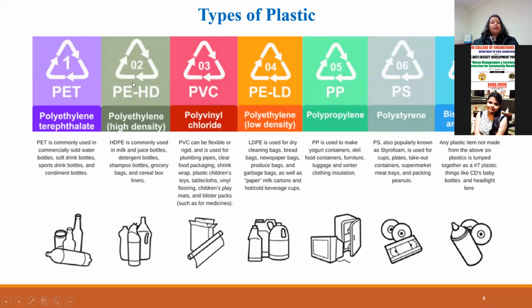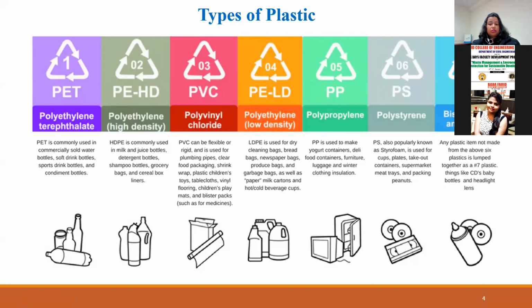Then you have high density polyethylene, which is HDPE, commonly used in milk and juice bottles, detergent bottles, shampoo bottles, grocery bags, cereal box liners, all these things. Then we have polyvinyl chloride. We have it in plumbing pipes, food packaging, which you usually get from Zomato and Swiggy these days, shrink wraps used for packaging, and toys and all these other things.